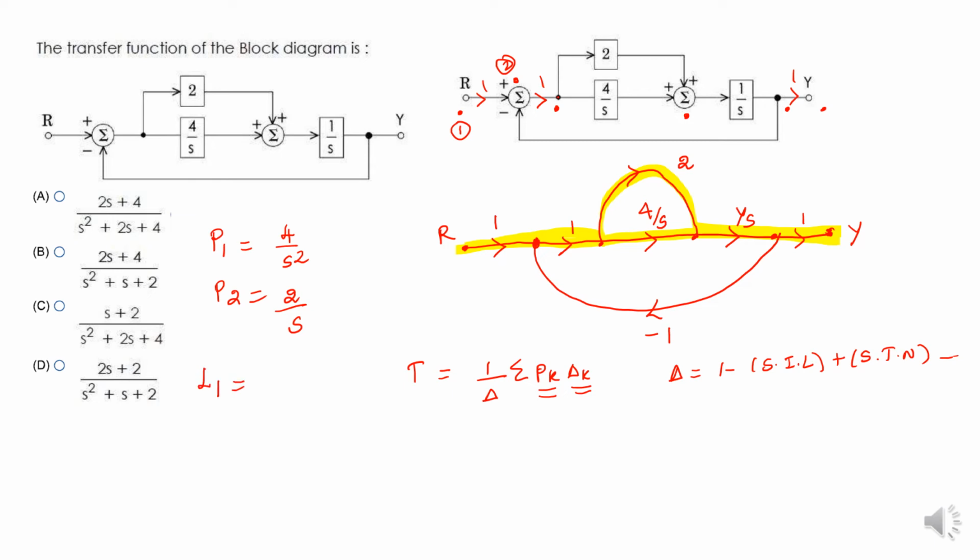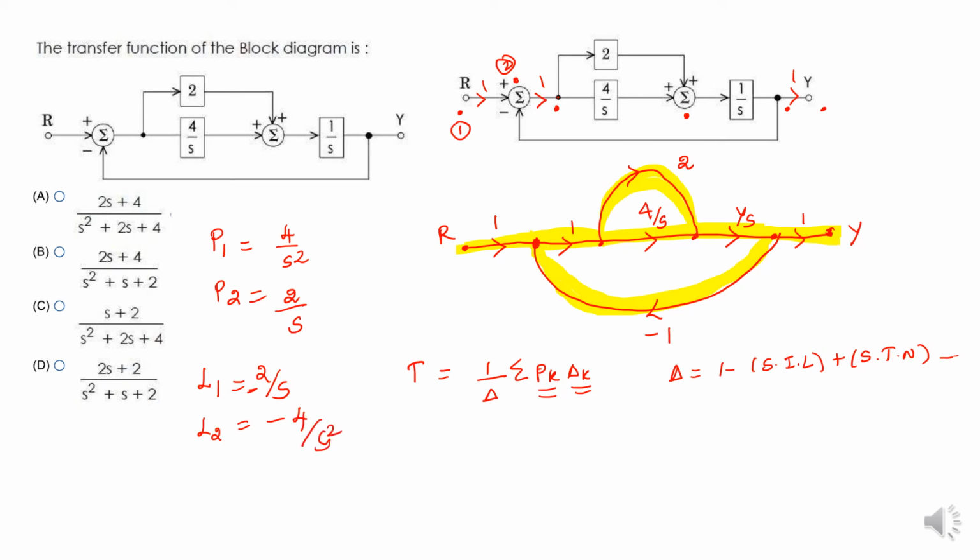So how many loops? There are 2 loops. First I am going to mark loop number 1. It starts from this point and ends at this. Here, 2 by S. So loop number 1 is minus 2 by S. Then I am going to explain loop number 2, which is here. Loop number 2 is 4 by S into 1 by S into minus 1, so minus 4 by S square.